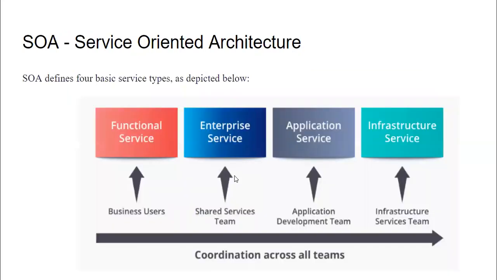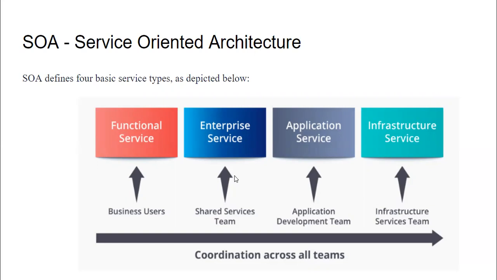So let's now talk about service-oriented architecture. Service-oriented architecture defines four basic service types. The first one is business services. Then we have enterprise services, application services, and infrastructure services. These are the four types of services that are used in service-oriented architecture. So what are these functional services?